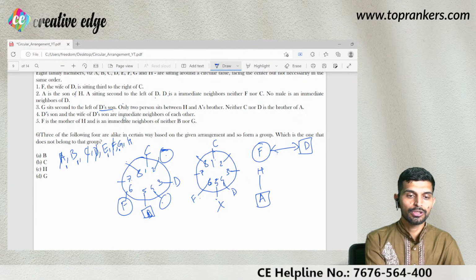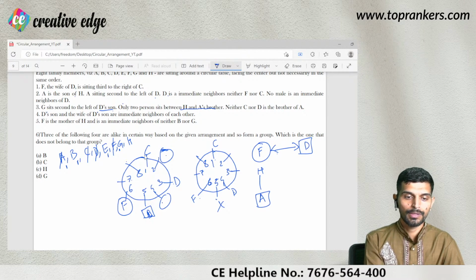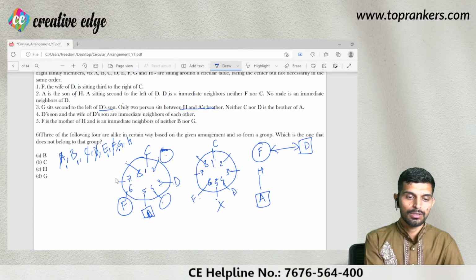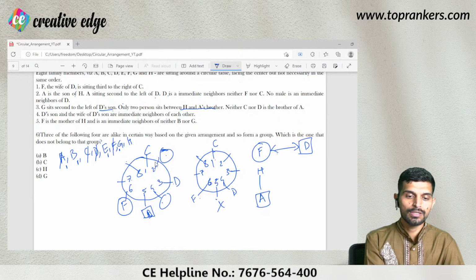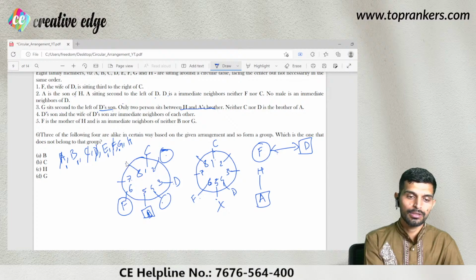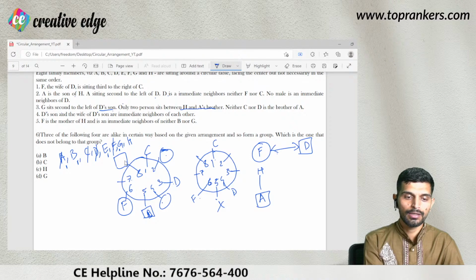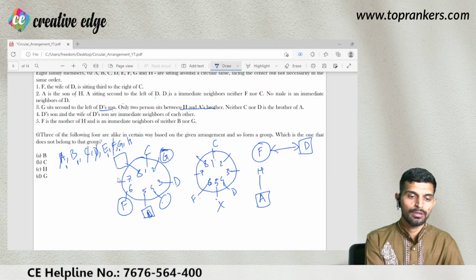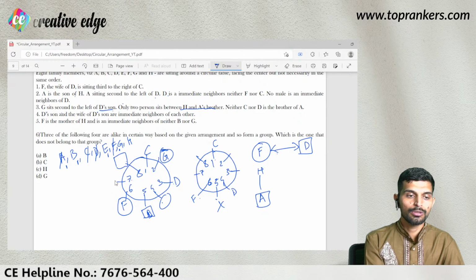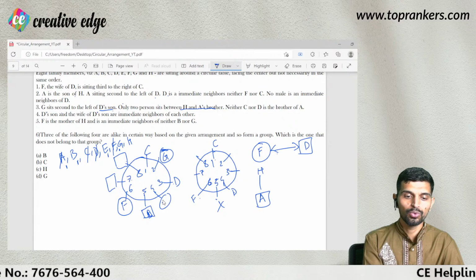So the person should be the same. H and A's brother, H. If I place H here, E's brother, so that there are definitely G sits second to the left of D's son. So this should be G's son. This person is D's son, and from here I can place G here, right? And then this person should be brother of H, and from here second to the left is two persons, one and two. So this is H.